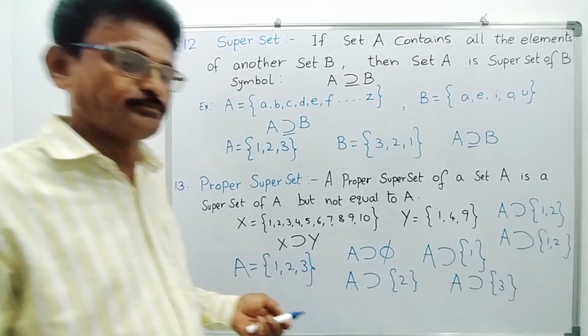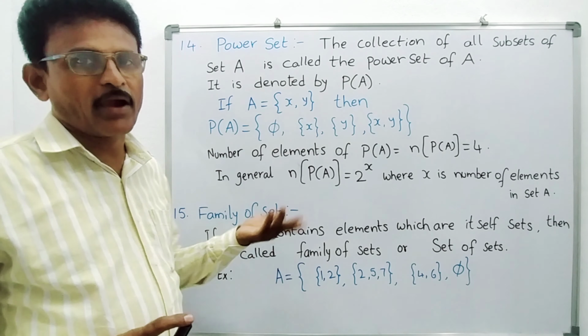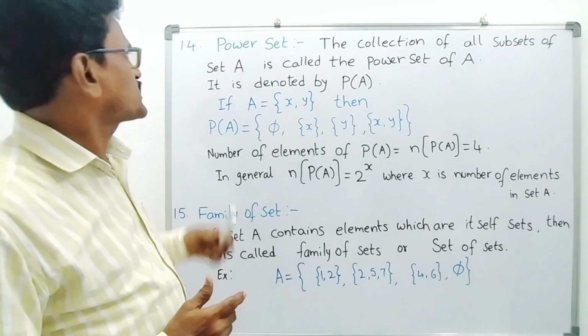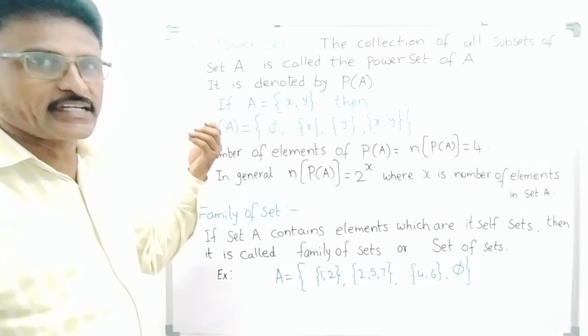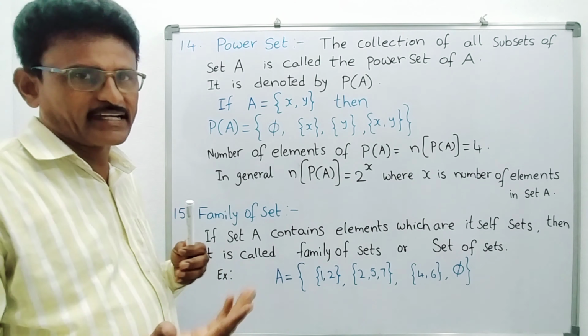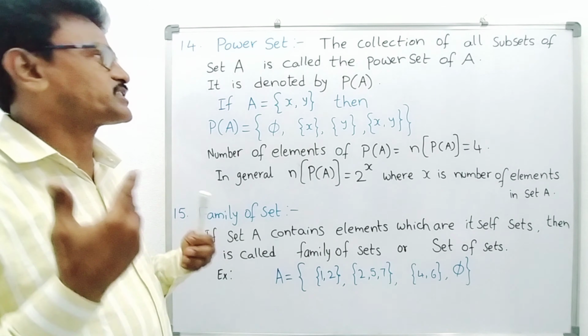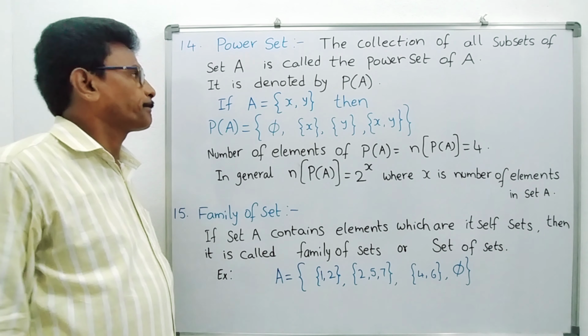Right? Okay. Students, finally we will learn power set, family of sets. What is a power set? The collection of all subsets of set A is called the power set of A. All the subsets of set A. We know how to write subsets of set A. Now it is denoted by P of A.